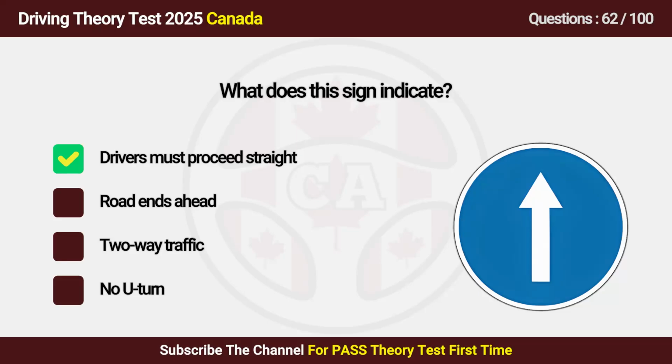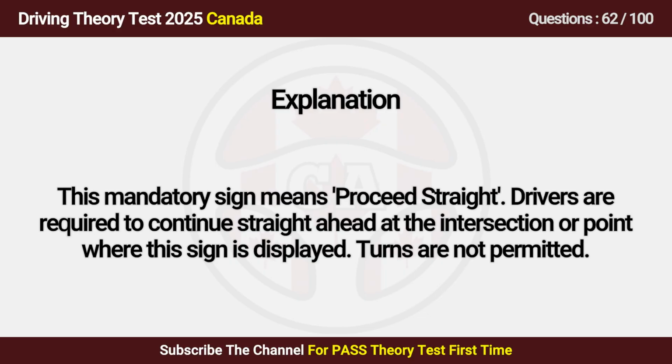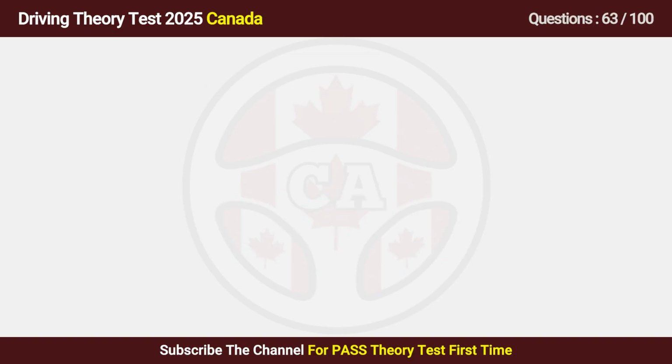Answer is A. Drivers must proceed straight. This mandatory sign means proceed straight. Drivers are required to continue straight ahead at the intersection or point where this sign is displayed. Turns are not permitted.